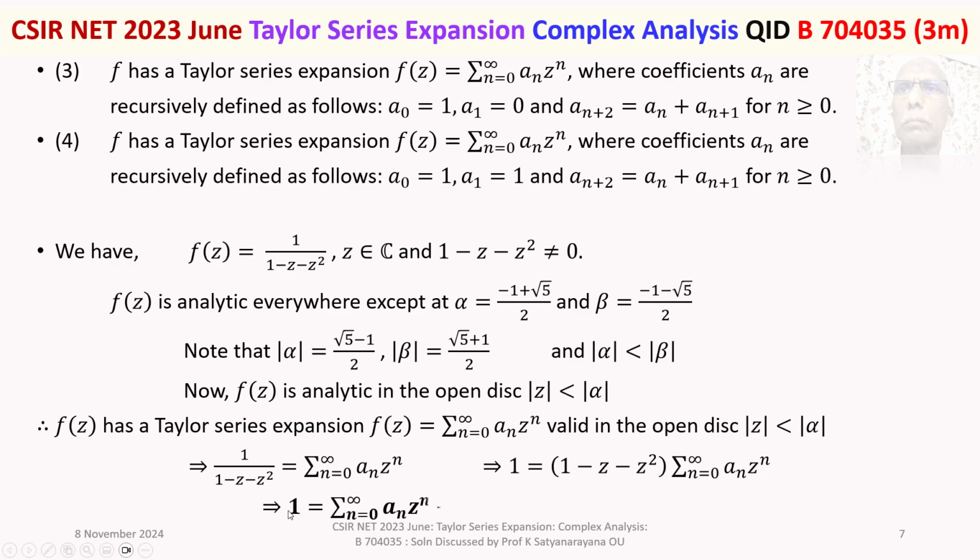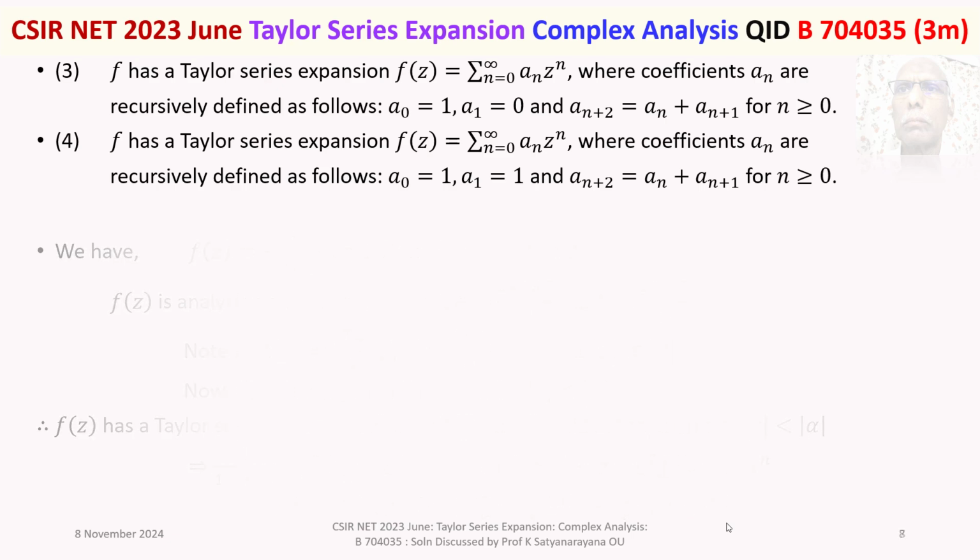You will write it as 1 is equal to sigma 1 into the sigma, minus z into the sigma, that is minus sigma a_n z to the power of n plus 1, minus z square into sigma, that is minus sigma n is equal to 0 to infinity a_n z to the power of n plus 2. Thus we got this one. We take this and continue the discussion in the next slide. Right, that's what we have.